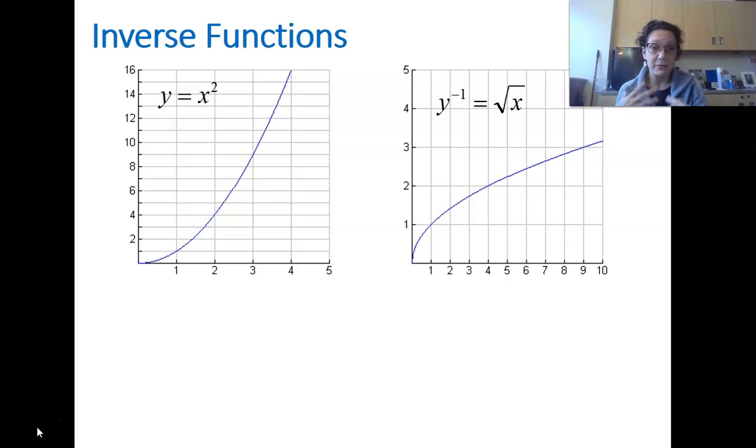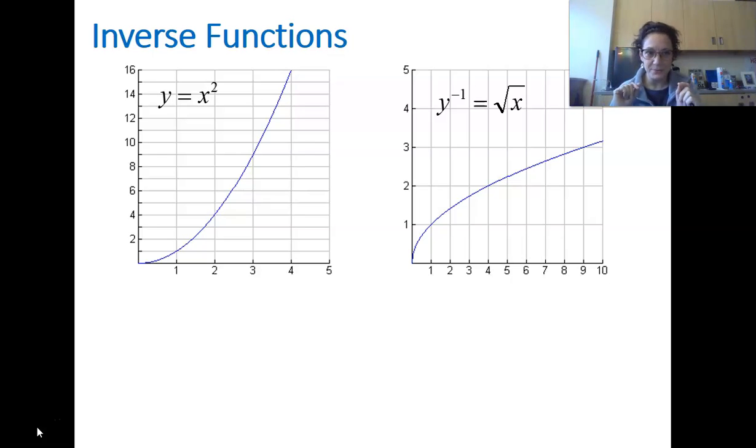But the way that fleshes out is literally that if you have a function and you take the x values and the y values and you just switch them, you now have the inverse function. A switch of x and y graphically creates that reflection over the line y equals x when you trade x values with y values.